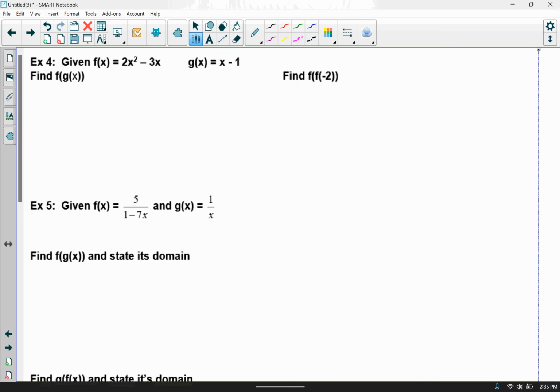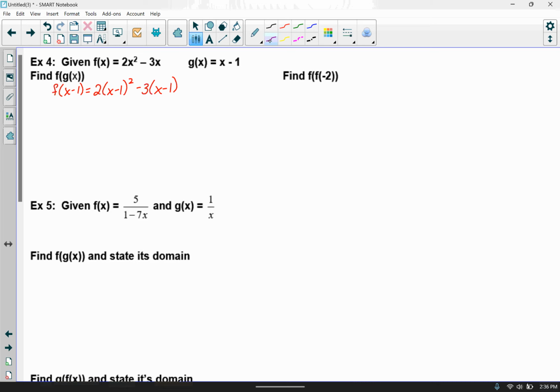All right, working from the inside out. So f of my g of x, x minus 1. So now this says go to my f function. Everywhere I see an x, I'm going to plug in x minus 1. So I have 2 parentheses x minus 1 squared minus 3 parentheses x minus 1.